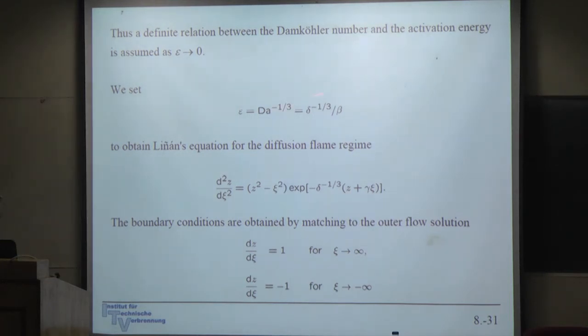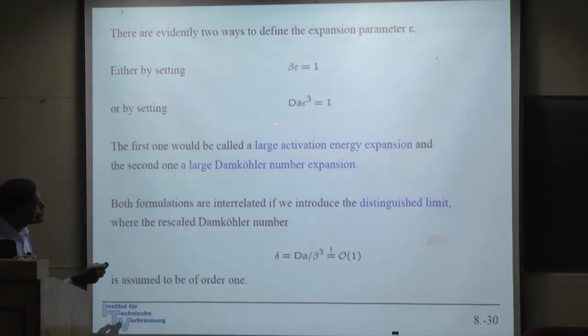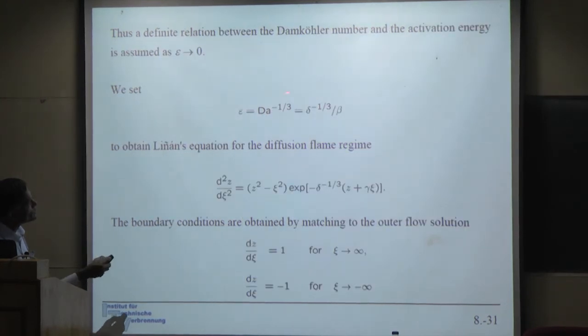All right. So then you get an equation of this type. What we have done here is, similar to what Liñán has done, we define epsilon as 1 over this quantity. Okay, epsilon is this; you define it that way. Then you can get this resulting equation.